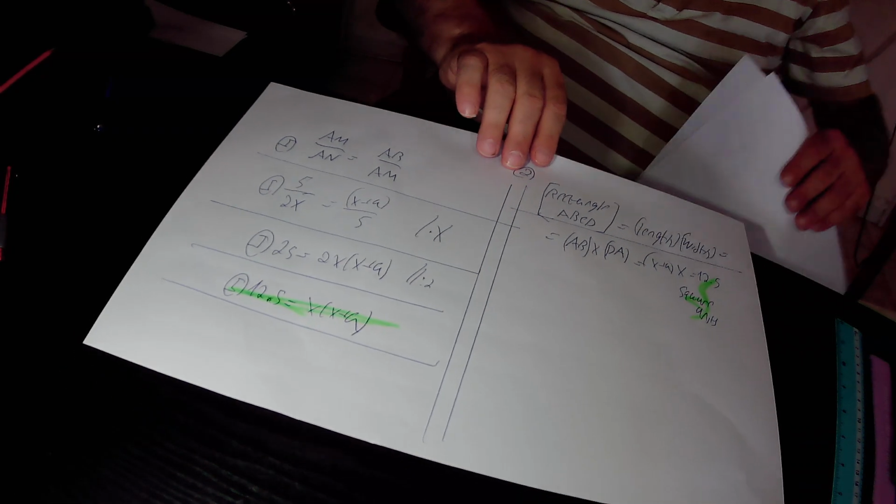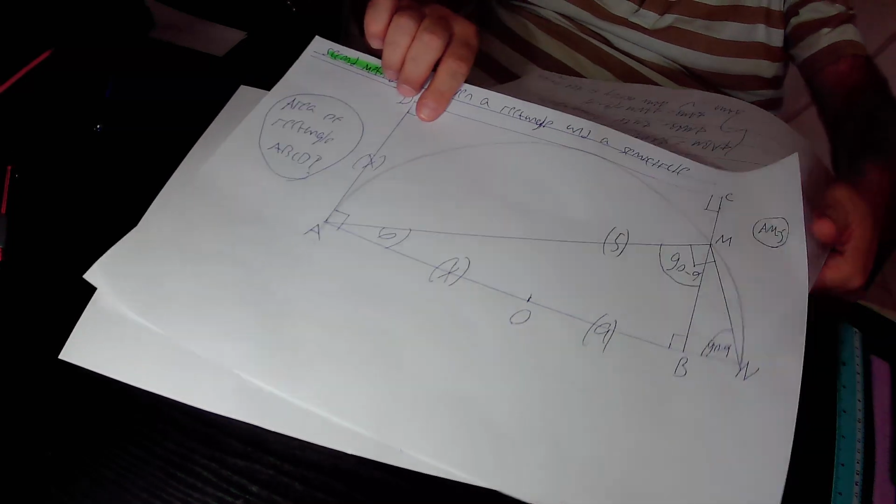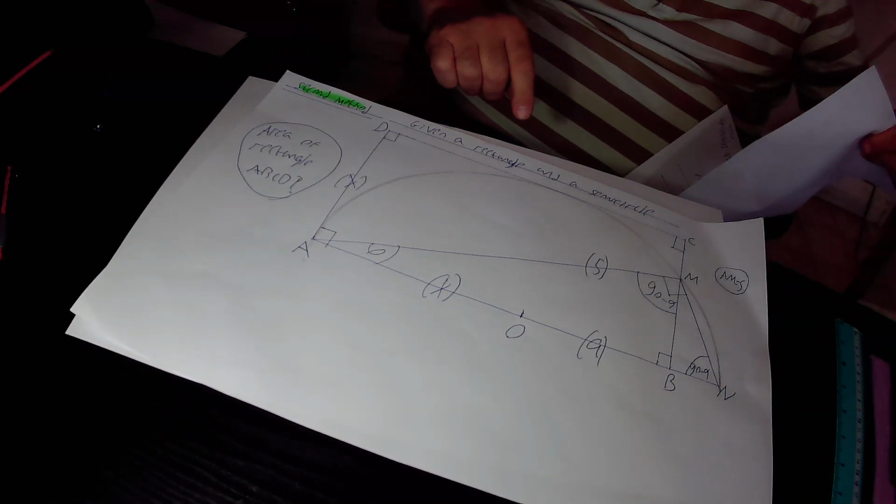So in both methods, we found that the area of this rectangle ABCD is equal to 12.5 square meters.